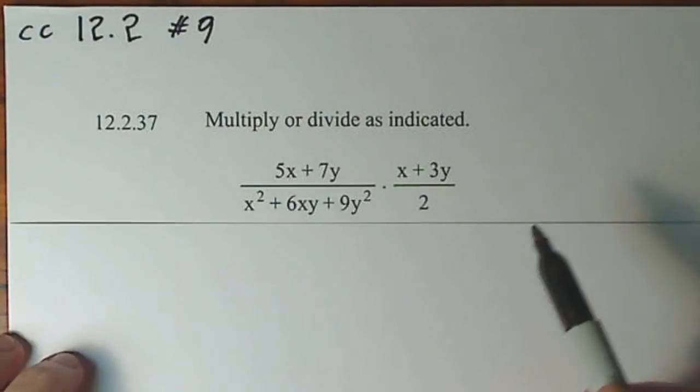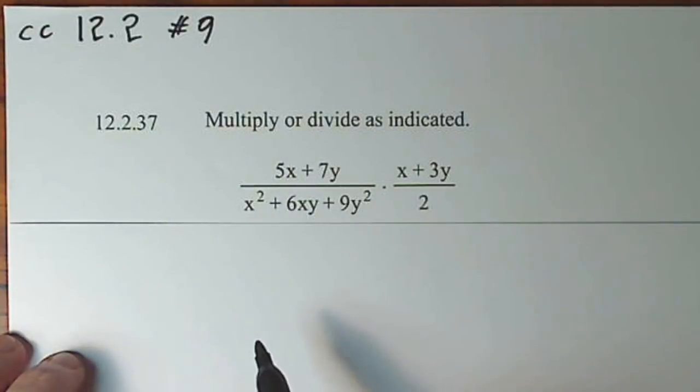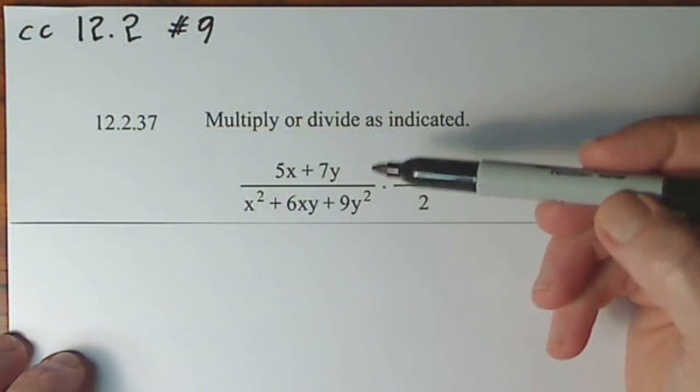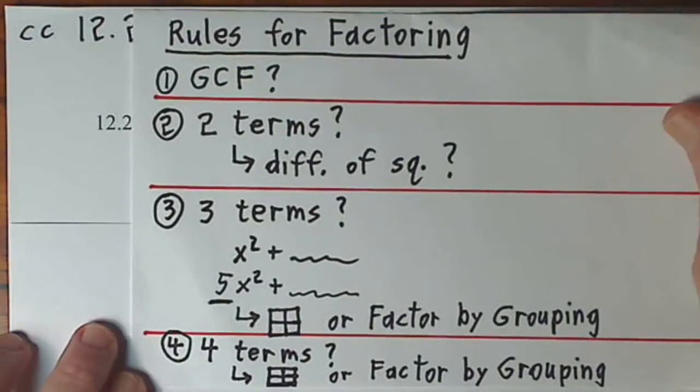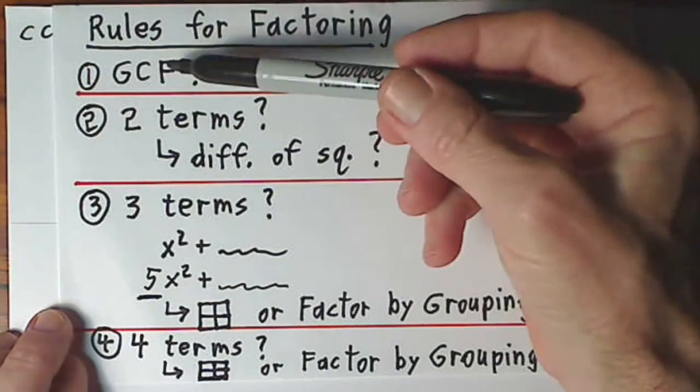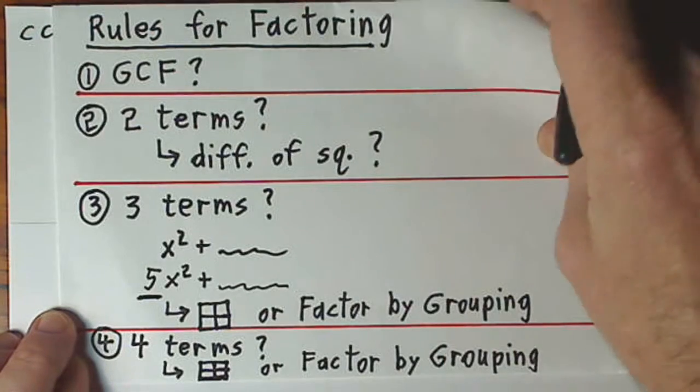But we really don't have factors. We have terms being added and subtracted. So we'll try to factor each of these. And whenever you're factoring, I've suggested a roadmap. You proceed, look for GCF, pay attention to how many terms, and see if you can factor based on that.